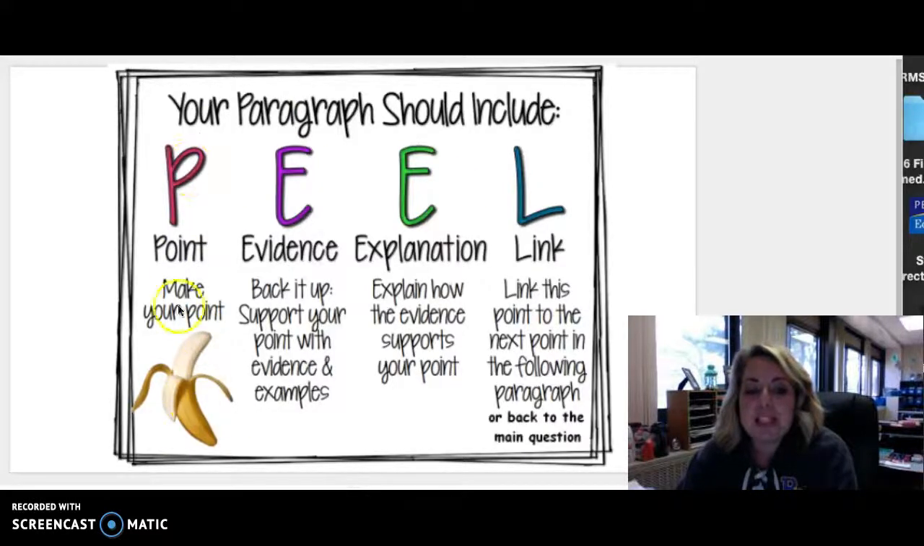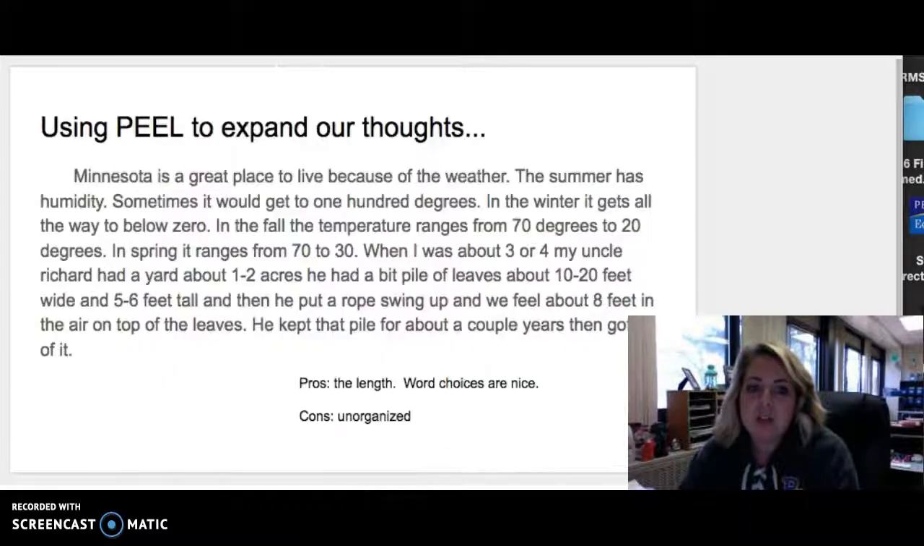So anyways, the P stands for making a point. The E stands for using evidence and backing up what you're thinking with support. The next E stands for explanation, meaning that you are explaining how the evidence supports your point. And then the L stands for link, and I'm not going to talk about that one too much today, but it's the part where you go back to the main question that you are writing about, all right?